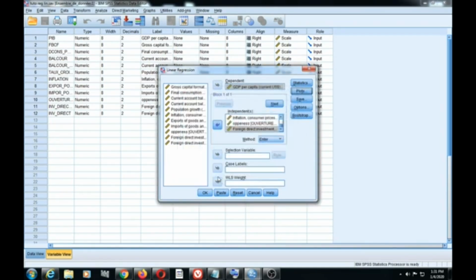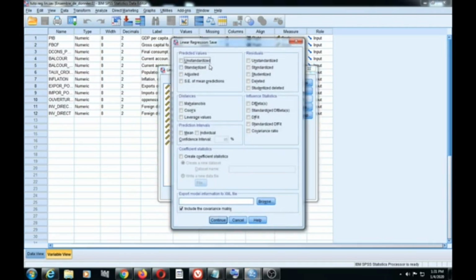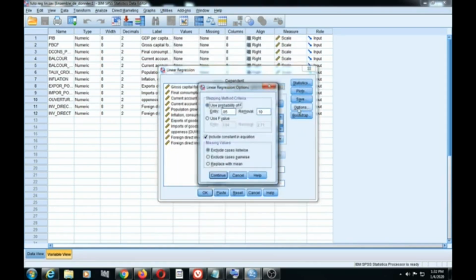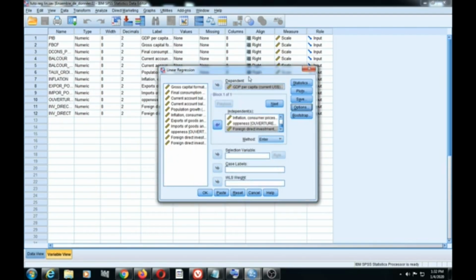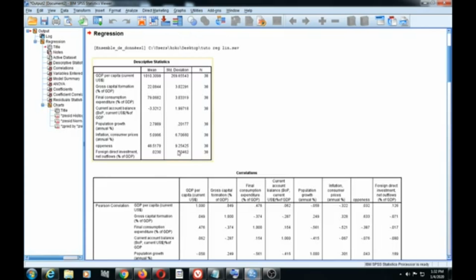So we click on Continue and we can also save standardized predicted values. We can also look at prediction intervals of mean and individual, or create coefficient statistics. We will just leave it at this for now. So we click on Continue. Another option that you can choose is the entry probability and removal probability, which is 10%. So we leave the default values as set by SPSS, and after all these parameters are set, we just click on OK and the results will appear on the screen.